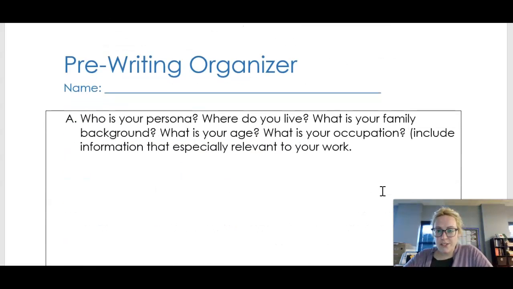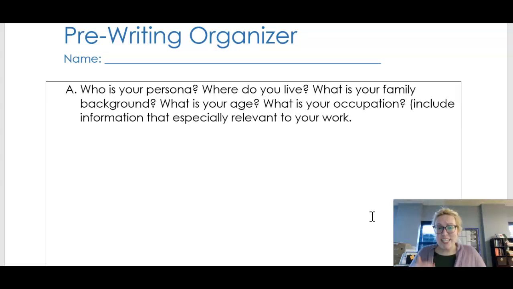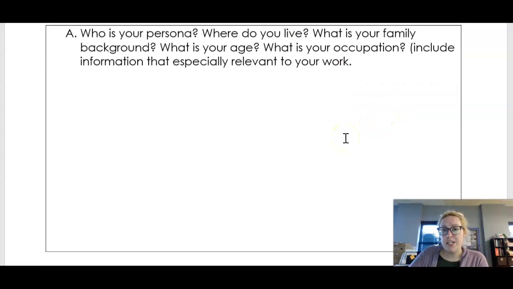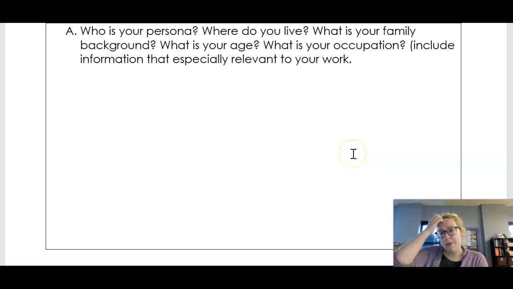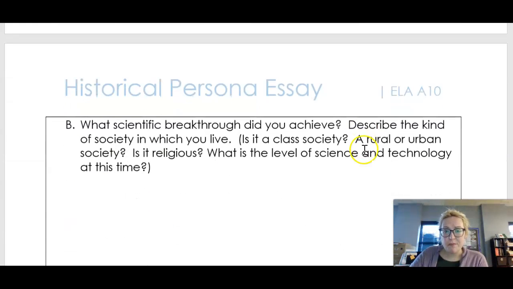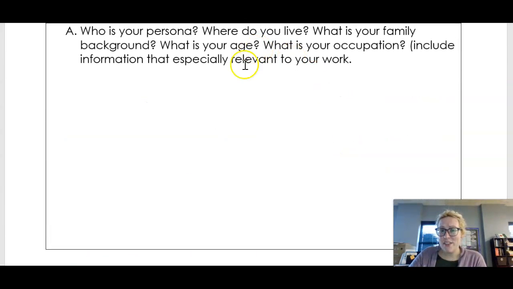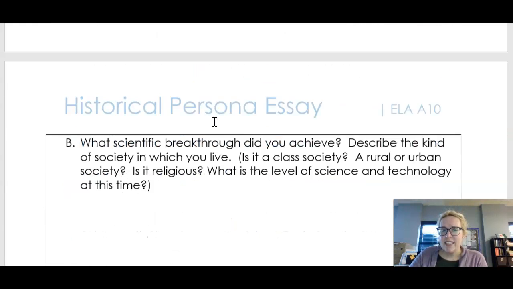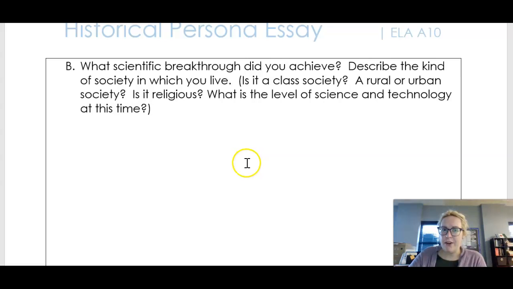So this is the organizer. It basically outlines every paragraph of this essay for you. Who is your persona? Where do you live? What's your family background? Your age, your occupation? Include information that's relevant to your work or your accomplishments. Then A, basically that is the introduction. This is your first paragraph of your essay. Next, B is your second paragraph.